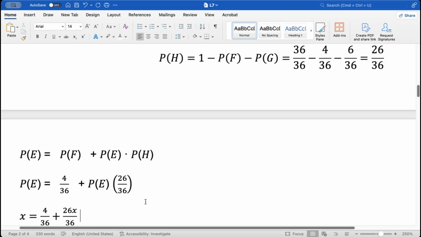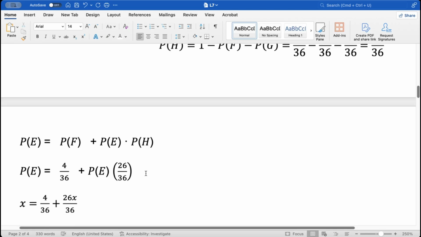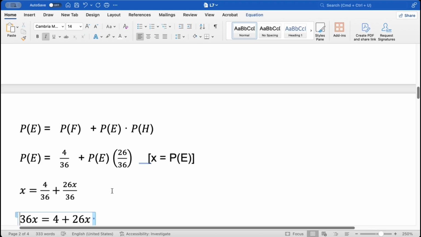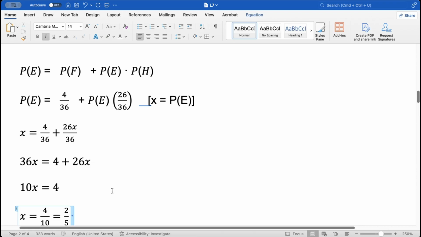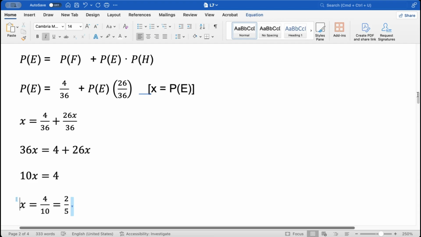Multiply through by 36, clear out the fractions. Let's call X the probability of E, just to make the notation a little bit simpler. So clearing the fractions, multiplied by 36, 36x is equal to 4 plus 26x. Subtract 26x, that's 10x equals 4. X is 4/10, or 2/5. And so the probability of this occurring, the 5 happening before the 7, is 2/5.